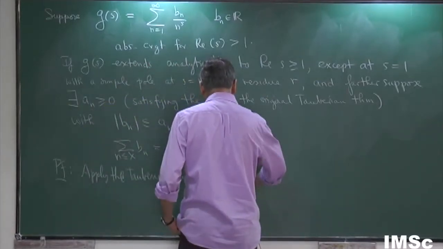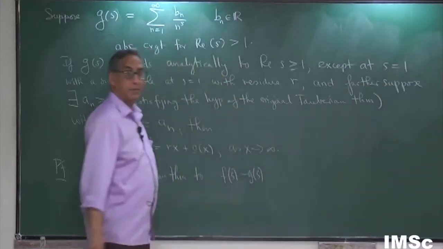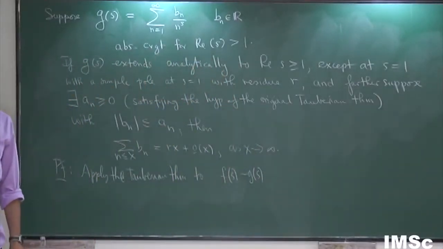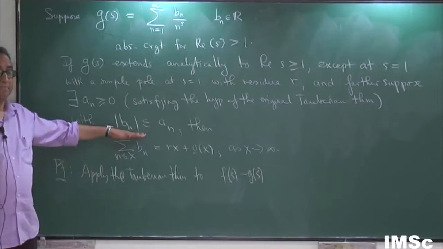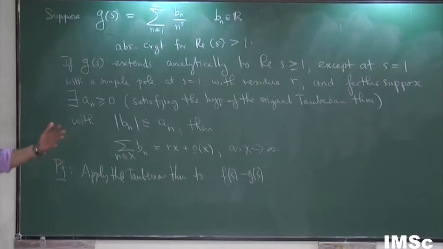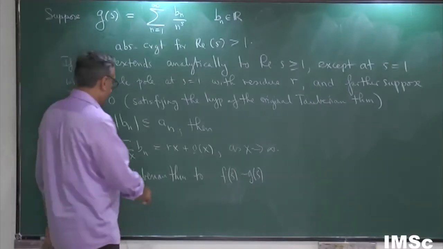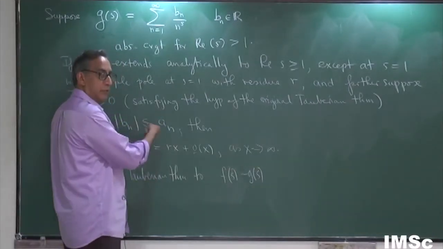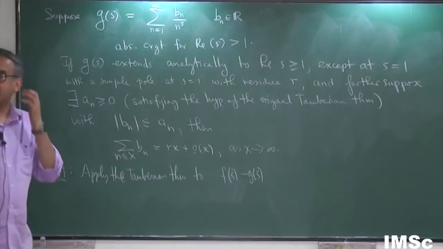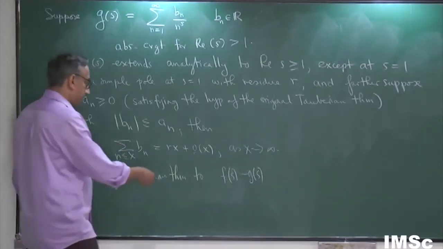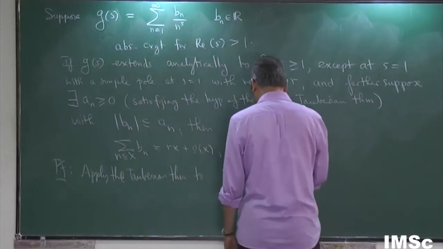F of s minus g of s is a Dirichlet series whose coefficients are a_n minus b_n, which are non-negative now because of this hypothesis. And you can deduce the result from that. Okay? Now, sometimes people put a constant here, and of course that's no big deal. As long as it's dominated by some fixed constant times a sub n, it's still okay. So to deduce the result.